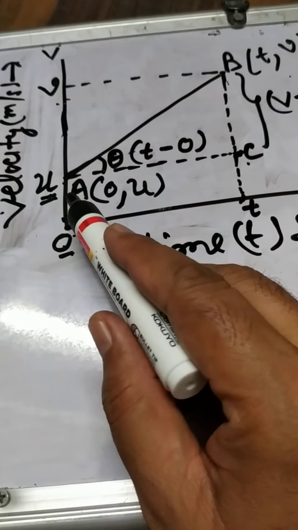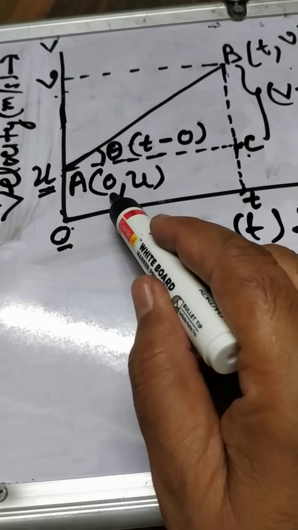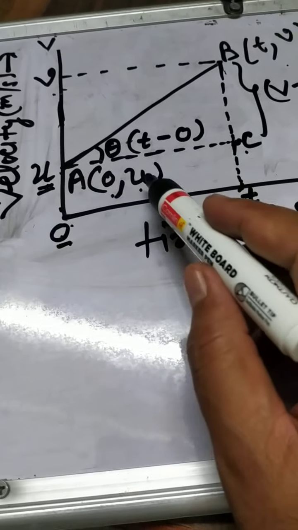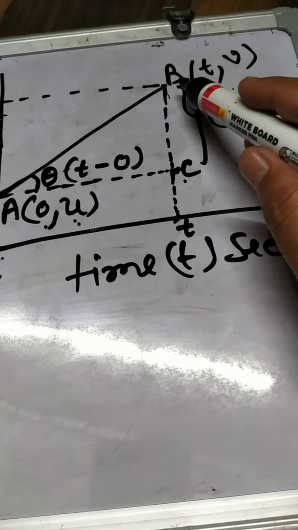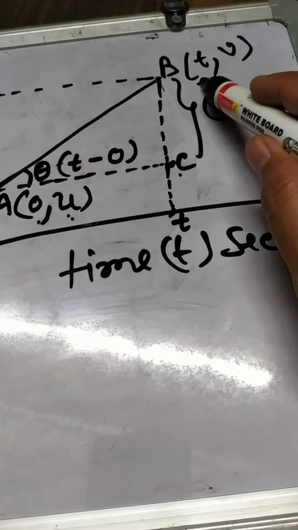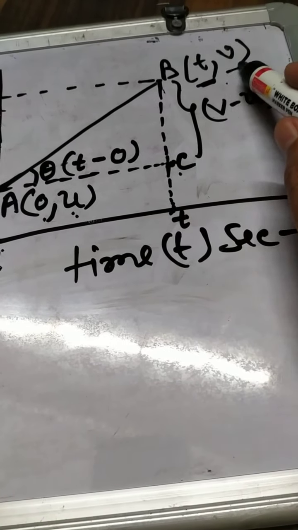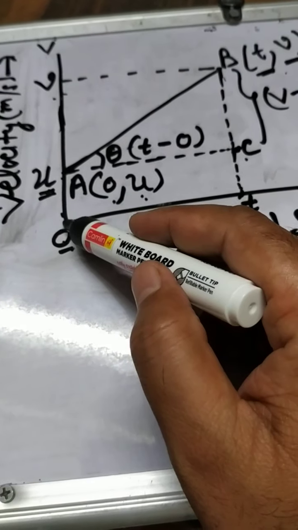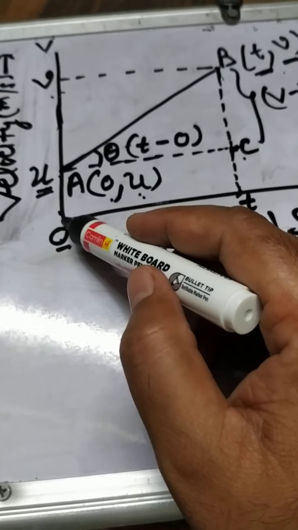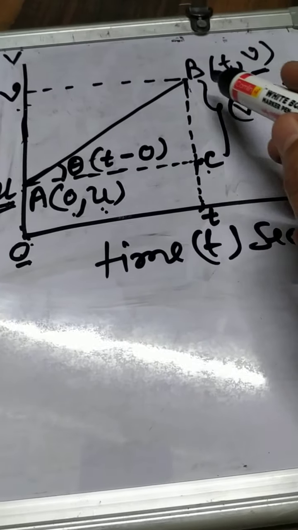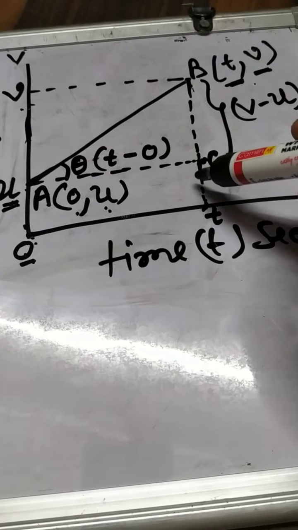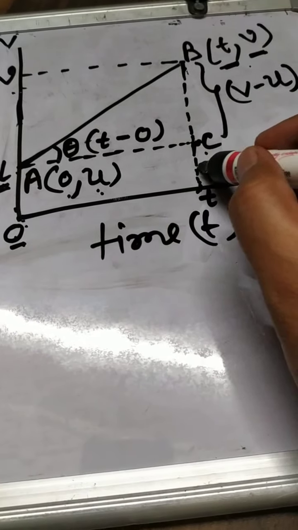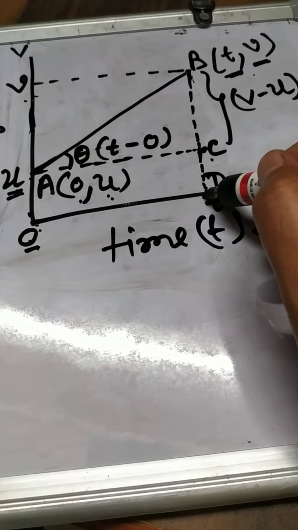So the coordinate of point A is at t equal to 0 on the x-axis, and the initial velocity, that is the y-axis value, is u. And the coordinate of point B is t on the x-axis, and the final velocity becomes v. Now we have to draw the perpendicular from point A to the x-axis. Its foot of the perpendicular lies at the point O. Now we draw the perpendicular from point B, and it lies at this point. We mention this point as D, the foot of the perpendicular.